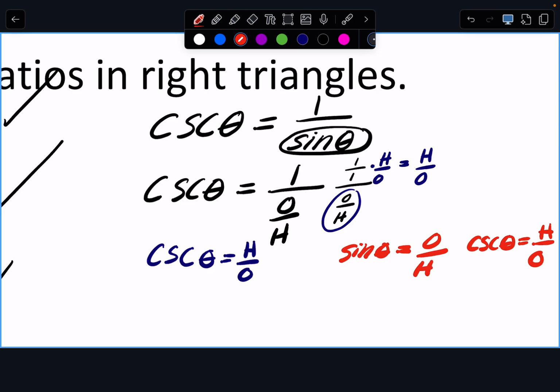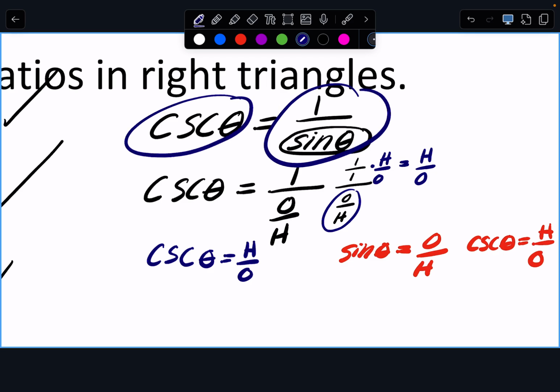And it's nice in the future to know that cosecant can be written as 1 over sine. So if you see 1 over sine, what could you write it as? H over O, because cosecant. You can switch those back and forth. They're equal. CSC is just new today. It's called a reciprocal. It's a reciprocal trig function.